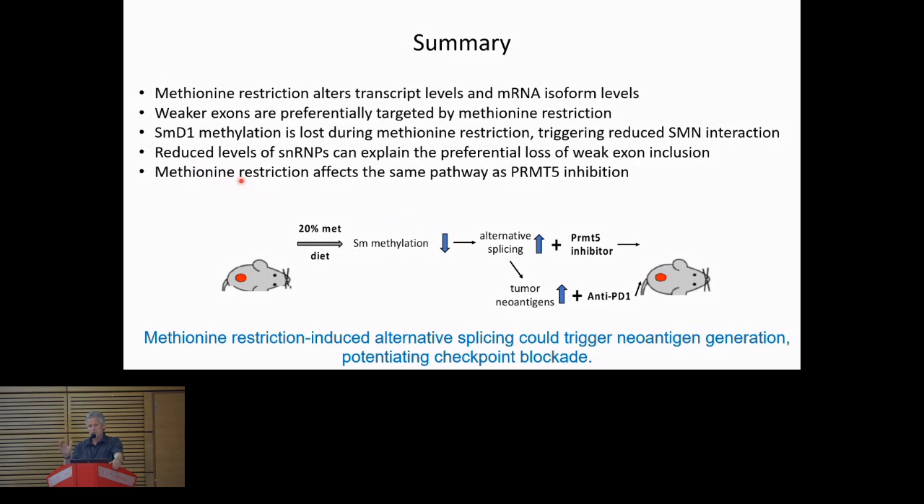So our future studies, and how we can use that information, is attempting to look at combination therapy, where first steps in the context of mice, we will evaluate whether methionine restriction and the administration of the PRMT5 inhibitor will selectively reduce the cancer burden.